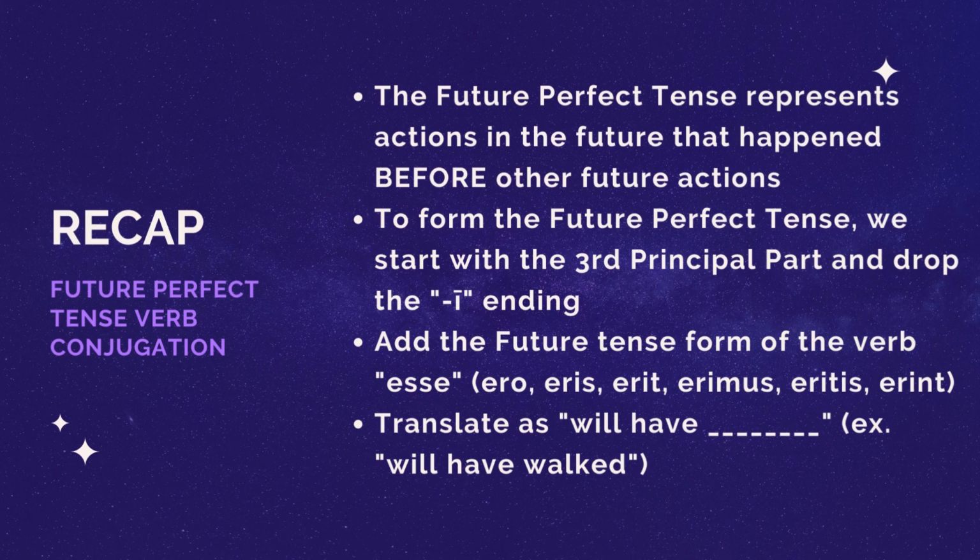The future perfect tense, to form it, you go to the third principal part, and you drop that long I. Then you add on the future tense form of esse, right? Ero, eris, erit, erimus, eritis, erunt. That's all you add. And the translation is going to be will have. You've heard me say that a bunch of times in the video, but I will have done this. You will have done that. That's your translation. Okay, so it's pretty straightforward.